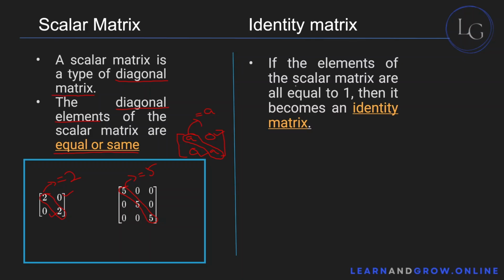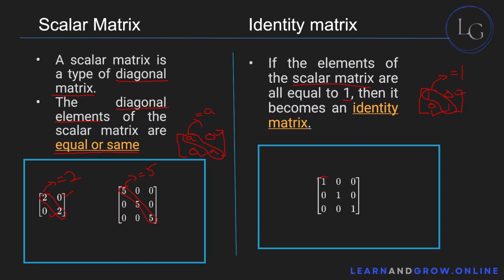Now, an identity matrix is a type of scalar matrix in which the diagonal elements are equal to 1. So a 2 by 2 identity matrix will look something like this. See, these elements make up the principal diagonal. The elements outside the principal diagonal are 0. The elements inside the principal diagonal are both equal, and they're equal to 1. So this is an identity matrix.